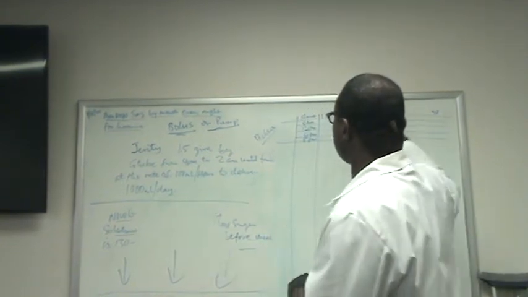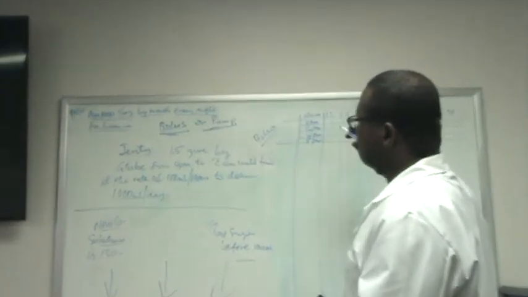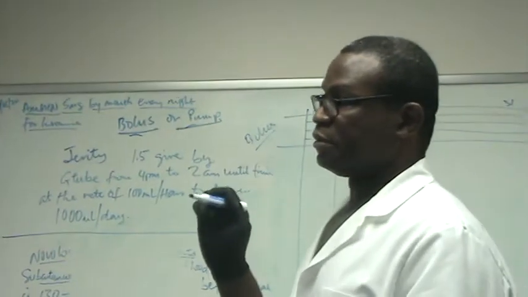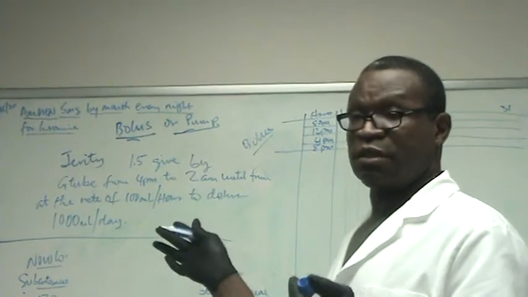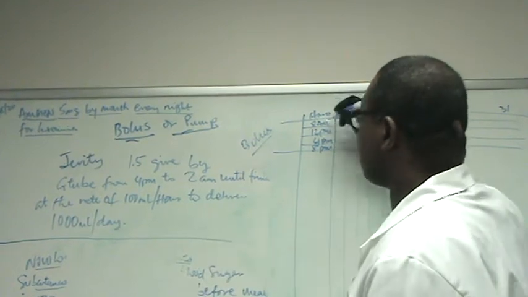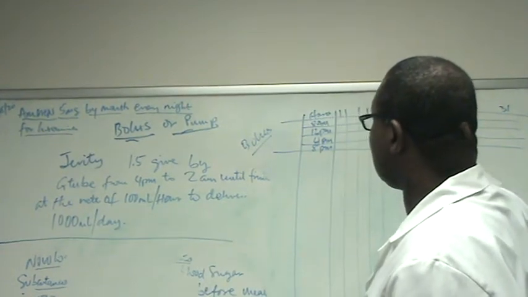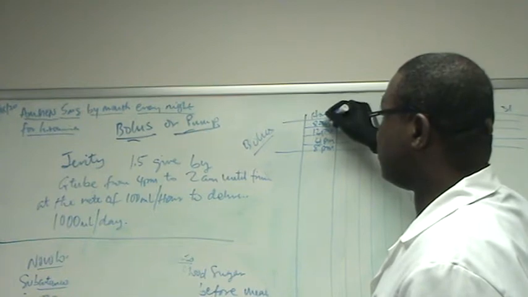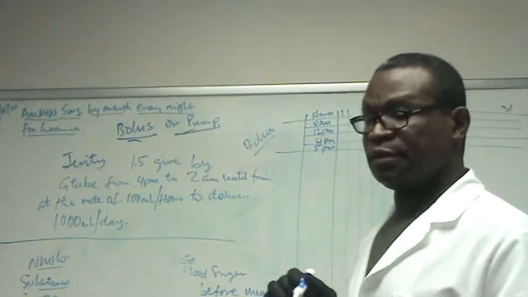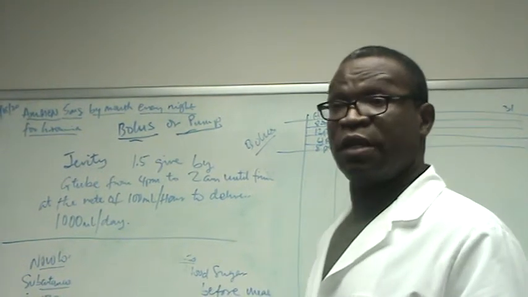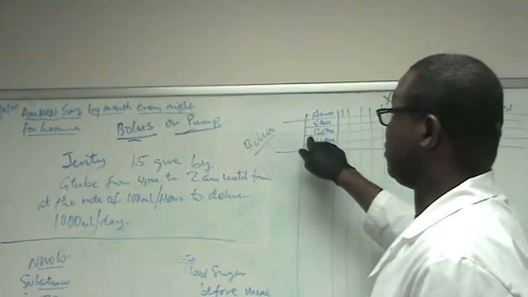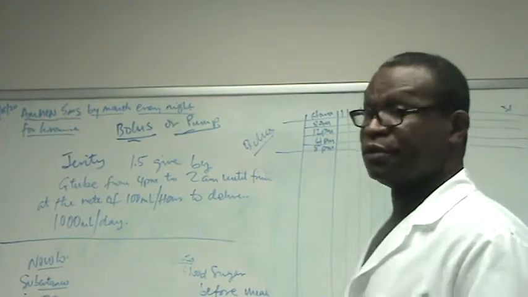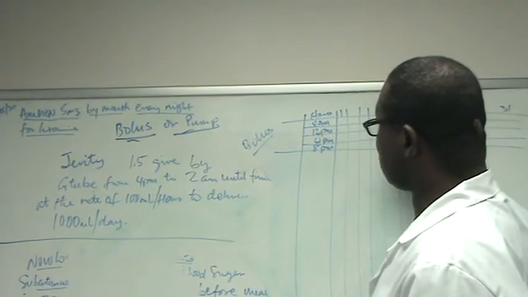So if you're working on the 25th and you're working the 7 to 3 shift, you'll be responsible to give the 8 a.m. dose and the 12 p.m. dose. If you're the one working the 3 to 11 shift, then you're responsible to give the 4 p.m. and the 8 p.m. dose on the 25th of July.